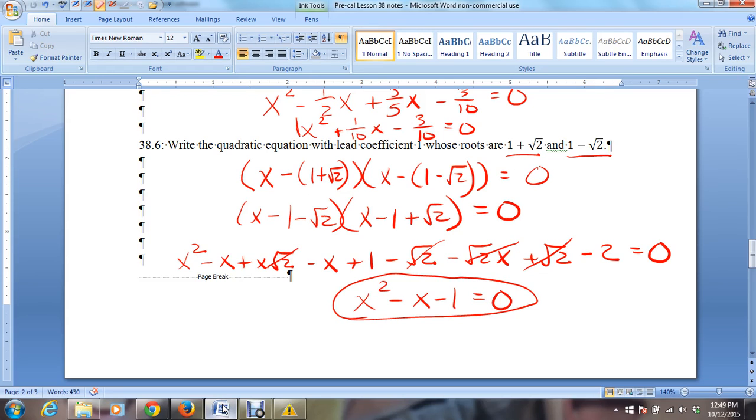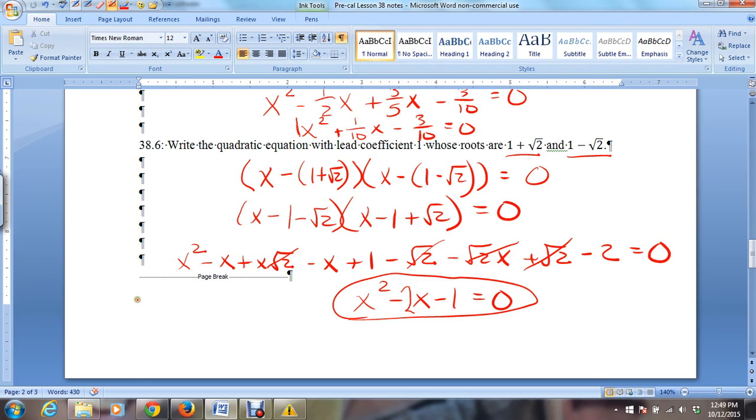It was negative x and negative x, so there should be a 2 here. It should be x squared minus 2x minus 1. See, there's a negative x and a negative x. So I just did it wrong. But now, since we have it right, we can plug it into the quadratic formula and find out that it really does give you the roots that you were supposed to get.